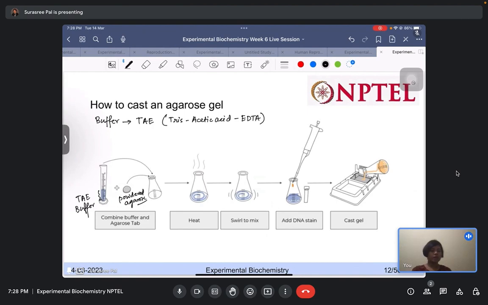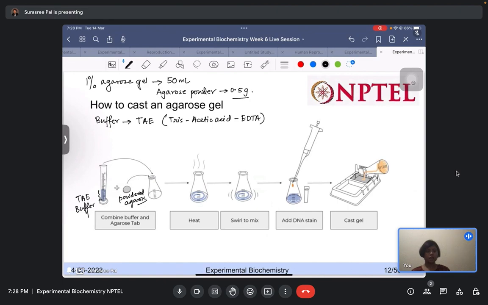So suppose we are making a 1% agarose gel, and the final volume is 50 ml. 50 ml of 1% agarose gel we are making. Then since it is 1%, how much agarose powder do we need to have? So we need to have 0.5 gram of agarose powder.